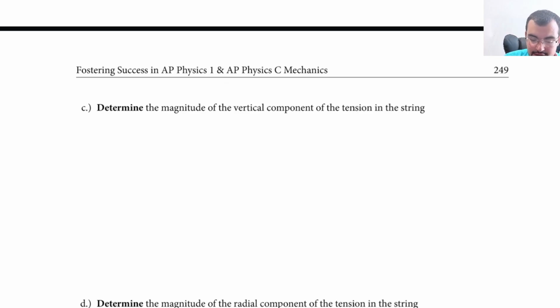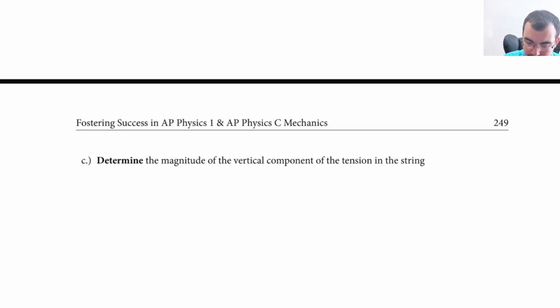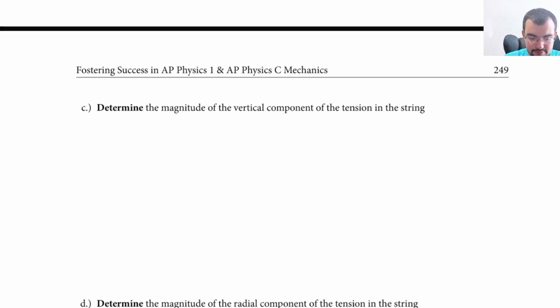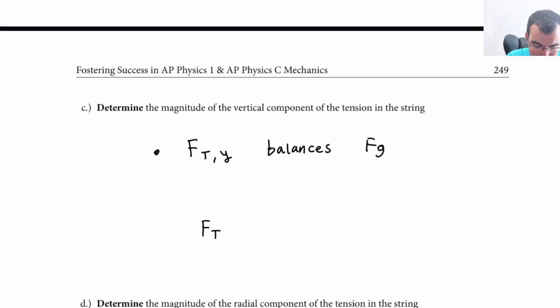What is the magnitude of the vertical component of tension in the string? Well, we just said it. We said that F_TY balances F_G based on our force diagram. So F_TY is equal to mg.